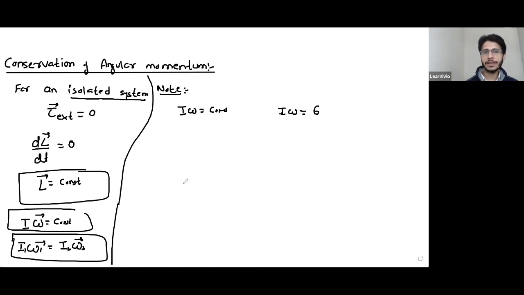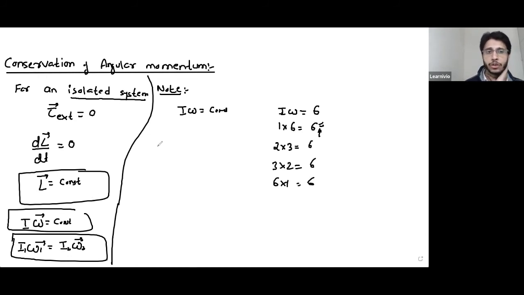When I say that I into omega is 6, that means you can put any value to I. Let's say I call I as 1. Then your omega would be 6, so that the product is 6. If I'm increasing the value of I to 2, then omega will decrease to 3, so that the product remains constant. If I put I equal to 6, then your omega will be 1, so that your product remains constant.